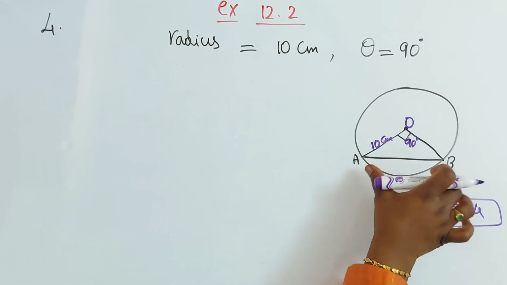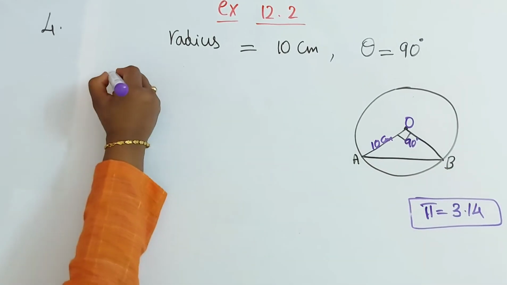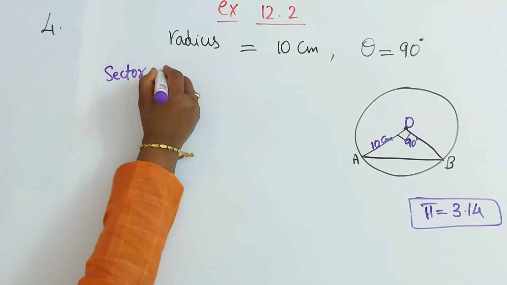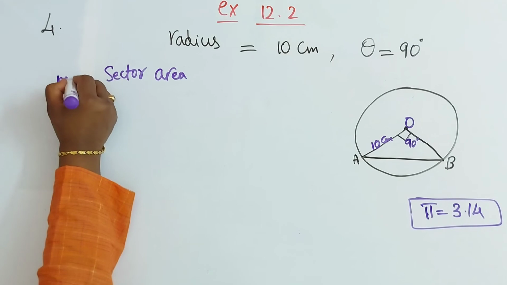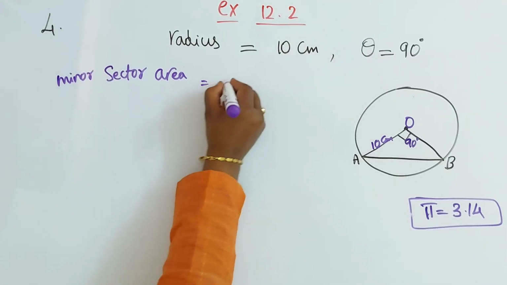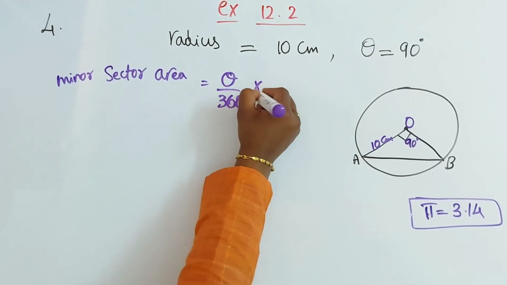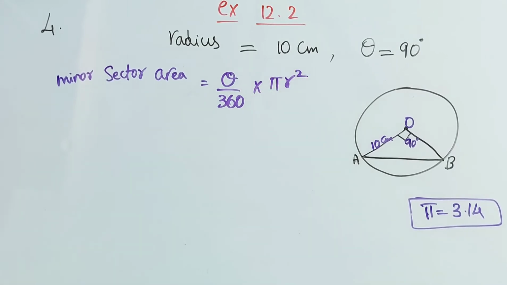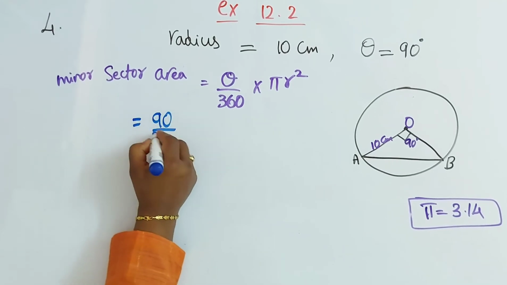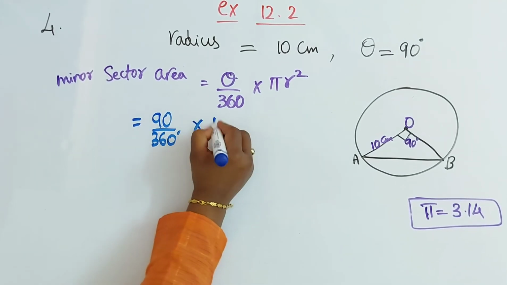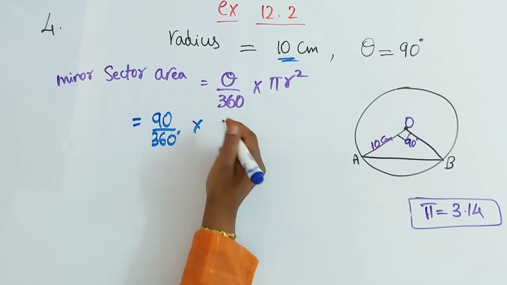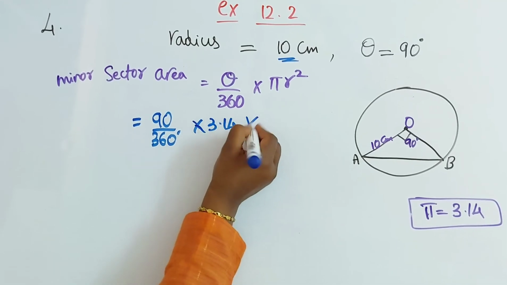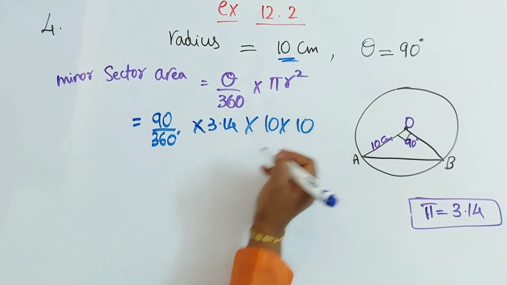So we find out this sector area, that means the minor sector area, children. This portion, the minor sector area, is equal to theta by 360 into pi r square. Correct, children? Here theta is 90 degrees, so 90 divided by 360 into pi r square. R is 10 centimeter. So here 3.14 into 10 into 10. Right, children?